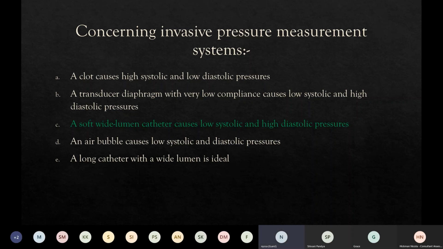A soft wide lumen catheter causes low systolic and high diastolic pressures. That is true because it causes damping. An air bubble causes low systolic and diastolic pressures. That is false. Again, an air bubble will cause damping, so that would cause low systolic and high diastolic pressures, not low on both. And a long catheter with a wide lumen is ideal. The maximum catheter length that they recommend is ideally 2 meters. You don't want the catheter to be too long.